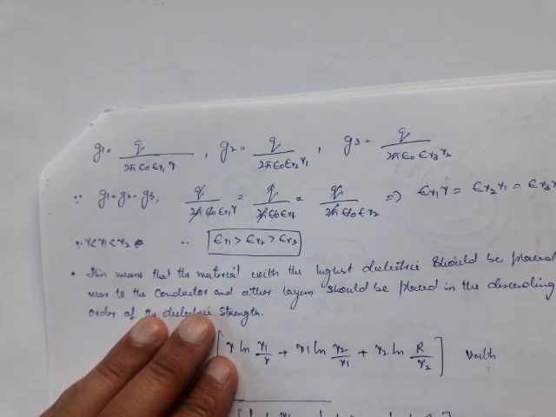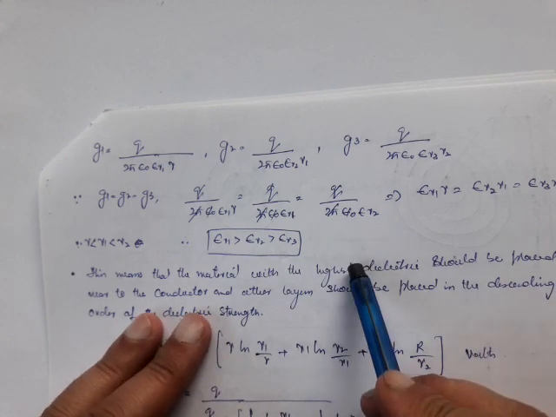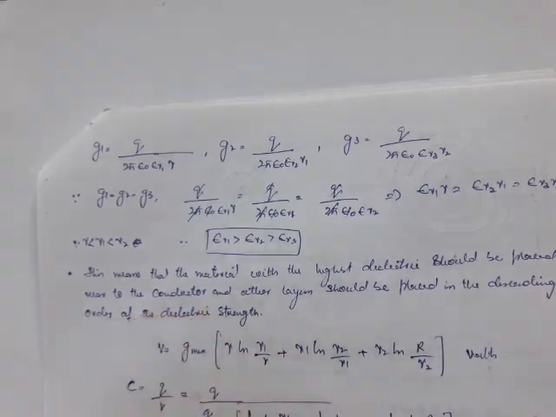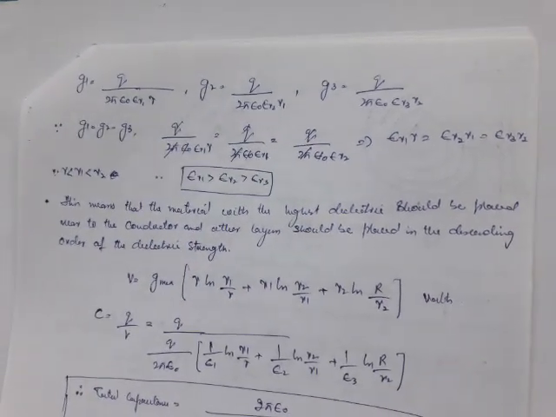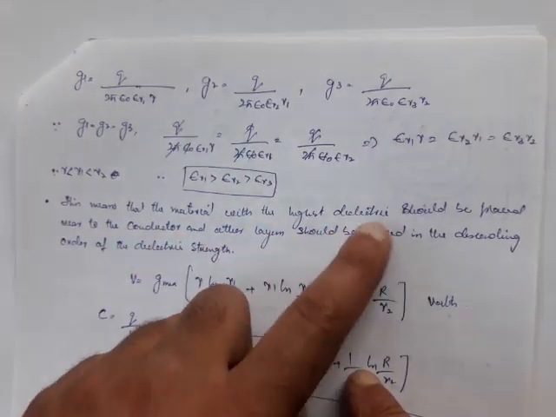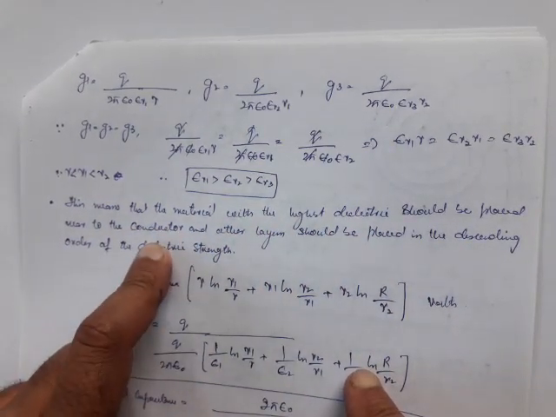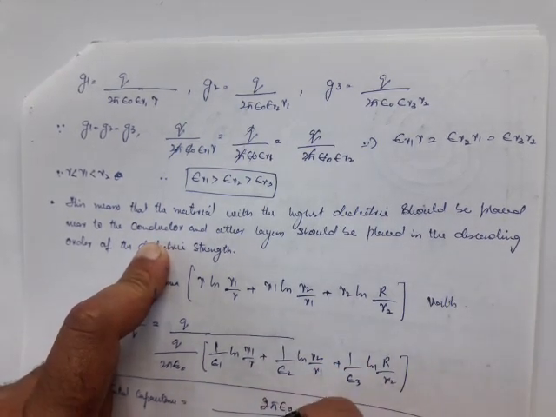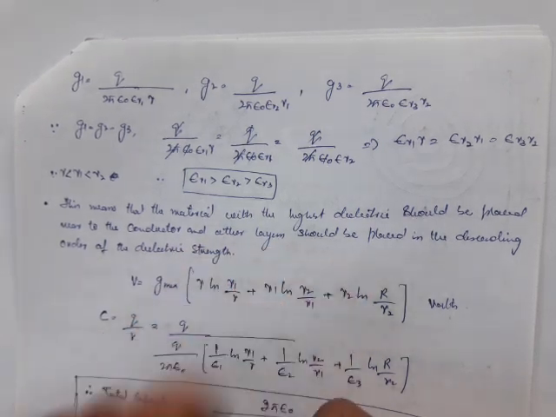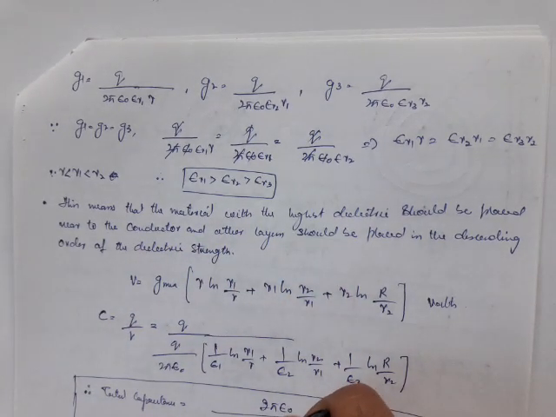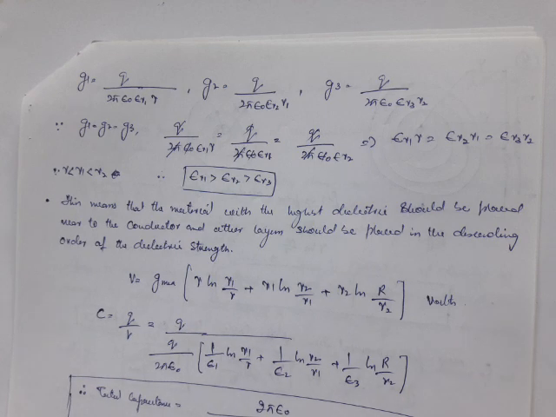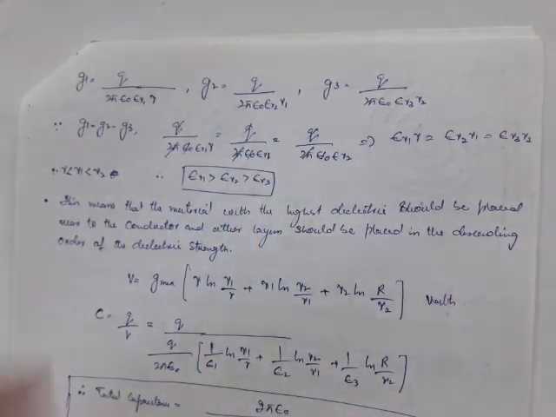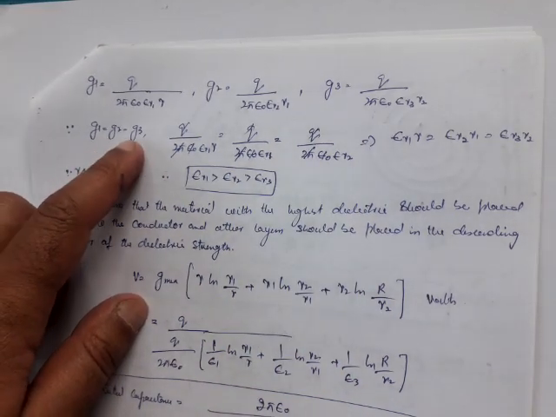If we use n layers, we will get the equation like this: ER1 should be greater than ER2 should be greater than ER3 up to greater than ERn. So we'll conclude here. This means that the material with the highest dielectric should be placed near the conductor. So the dielectric material having the highest permittivity should be placed near the conductor, and the other layers should be placed in the descending order of their dielectric strength, so that this equation should be fulfilled to get G1 equal to G2 equal to G3.